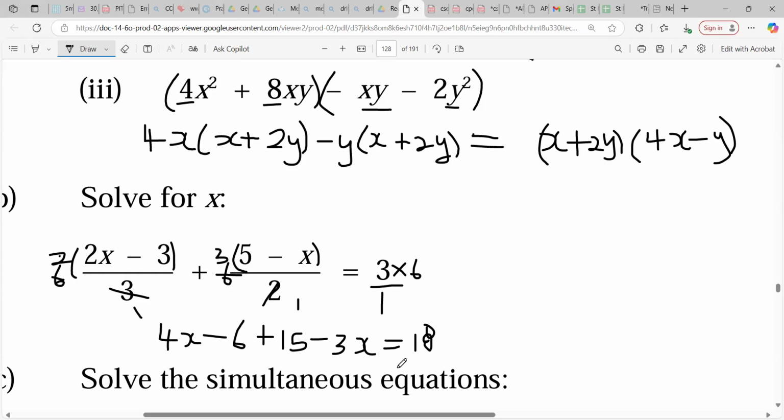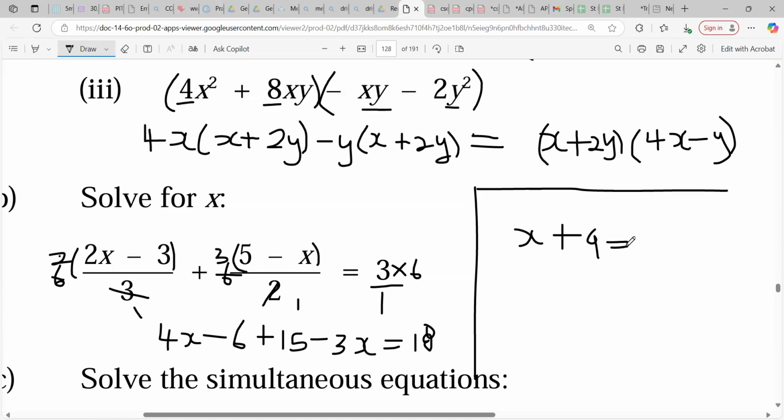But remember, when it's an equation, you have to do the same thing for both sides to balance it. All right. So now we have 4x minus 3x, that will give us x. And of course, we have minus 6 plus 15, that will give us plus 9. Remember, we're basically subtracting, right? And of course, this must equal 18. So now we're going to subtract 9 from both sides. So x is equal to 18 minus 9, which is actually 9.